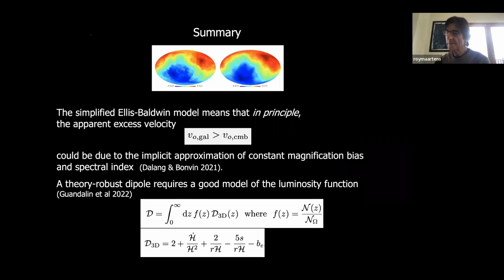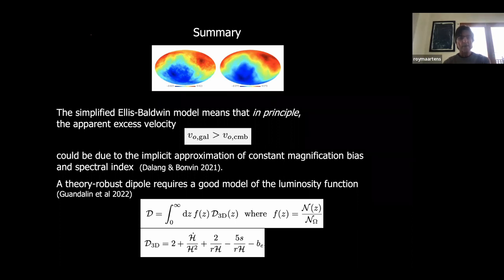So in summary, I'm sorry if I've gone too fast. Seems I've got to the end quickly, but that will leave more time for discussion. My summary is the following. The first statement is that the simplified Ellis-Baldwin model means that in principle, the apparent excess velocity which follows from this model could be due not to a new tension, but to the implicit approximation of constant magnification bias and spectral index. This point was first made by De Lange and Bornbaum.